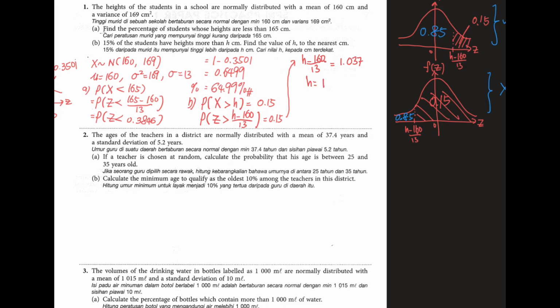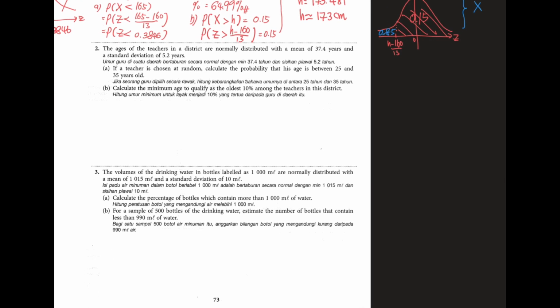So, 1.037 times 13 plus 160. So we get 173.5. They say to the nearest cm. Our original value is 173.481, so round off to the nearest cm, 173 cm. Okay, so we've settled this question already.